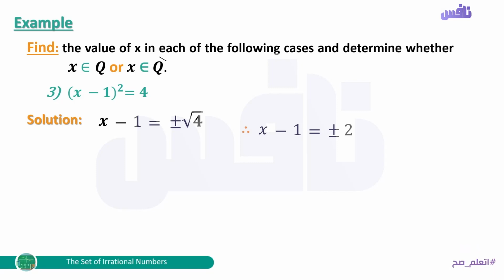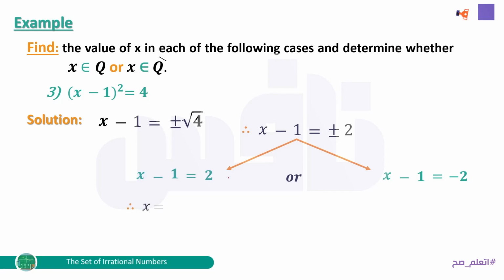Now we have two equations because we have x minus 1 equals a positive or negative 2. One of them, x minus 1 equals 2, and the other is x minus 1 equals negative 2. And by solving each one of them, we will get the values of x. The first one, x minus 1 equals 2. Negative 1 will go to the other side by positive sign. So x equals 2 plus 1 equals 3.